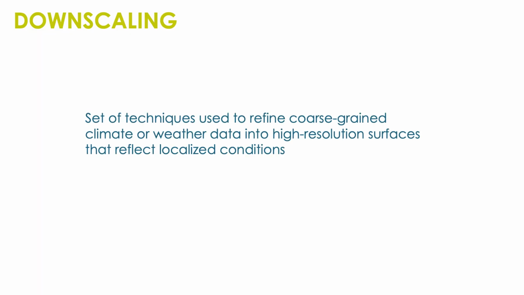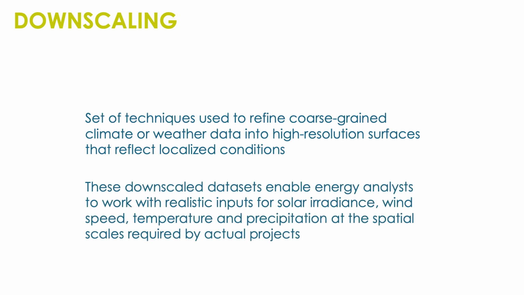Downscaling is the set of techniques used to refine coarse-grained climate or weather data into high-resolution surfaces that reflect localized conditions. These downscaled datasets enable energy analysts to work with realistic inputs for solar irradiance, wind speed, temperature, and precipitation at the spatial scales required by actual projects.